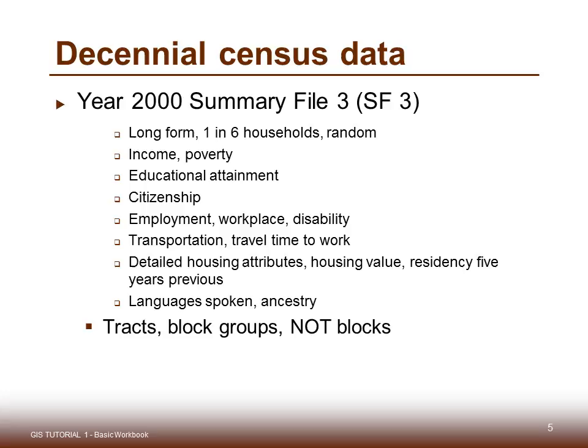The year 2000 summary file SF3 would include the long form, with 1 in 6 households being surveyed. It's a random survey, and it also includes information on income, poverty, educational attainment, citizenship, employment, workplace, disability, transportation, travel time to work, detailed housing attributes, housing value, residency, and languages spoken and ancestry. This data is collected at the tract and block group level, but not at the block level.